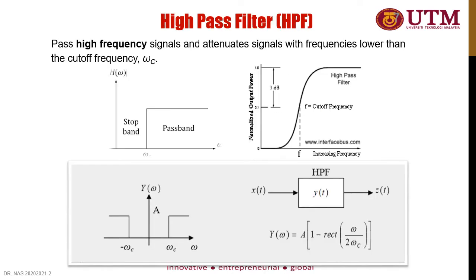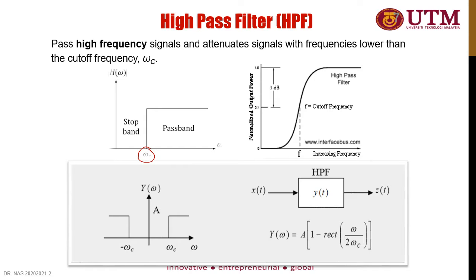Okay, the first type of filter is the high pass filter, in which it will pass through the higher frequency components and attenuate or remove the unwanted lower frequency components. And the border between the lower frequency and the higher frequency components is defined by the cutoff frequency, omega c. Omega c is basically where the power is reduced by half.